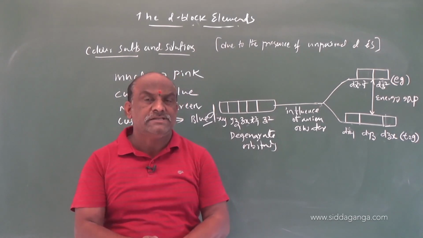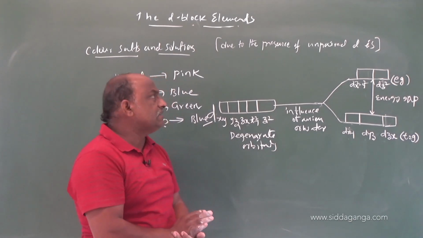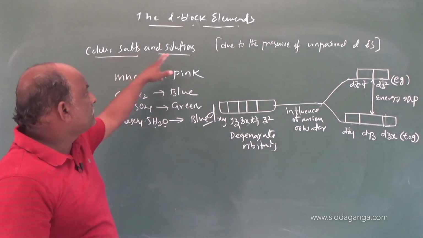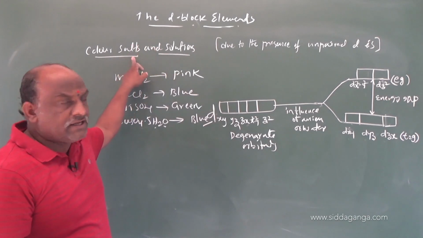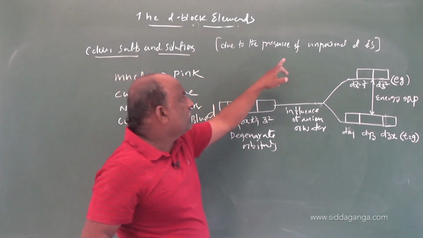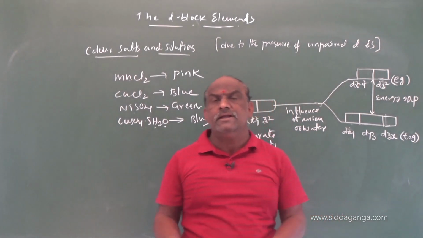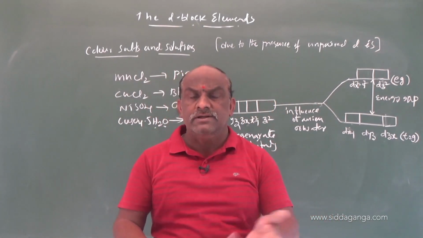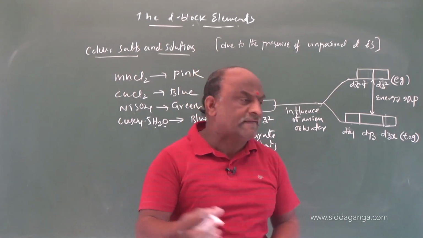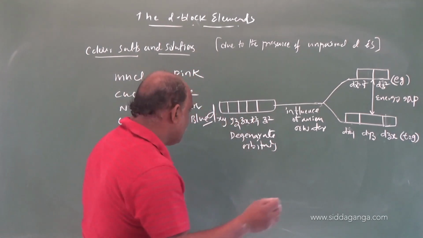Then why do these transition elements exhibit color? Why are the solutions colored? Why are the salts colored? Due to the presence of unpaired d electrons. What is the unpaired d electron doing? Let us consider one simple example regarding this.